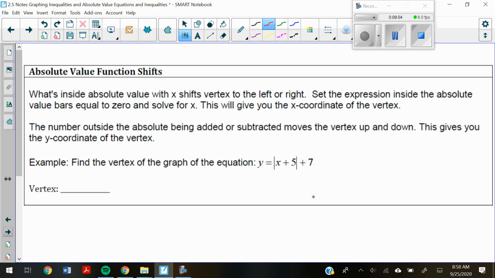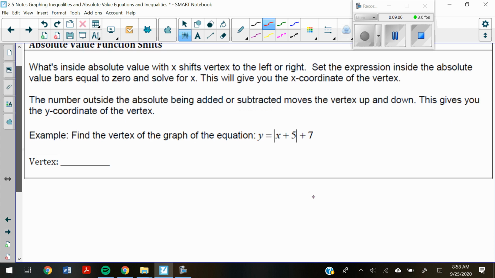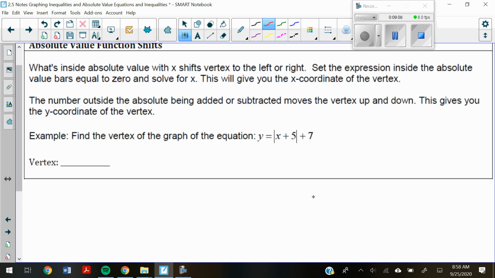All right, so absolute value function shifts. What's inside the absolute value with the x shifts it left or right. We talked about this in 2.4. So you're going to set the absolute value bar stuff equal to 0 and solve for x. That's our x coordinate. We also talked about that in 2.4. Anything on the outside is what's going to tell you what moves it up or down. So that's your y coordinate. So if we look here, we want the opposite of what's inside as my x coordinate, and whatever is on the outside is my y coordinate.